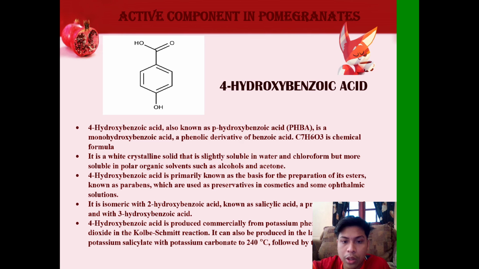4-hydroxybenzoic acid is primarily known as the basis for the preparation of its esters, known as parabens, which are used as preservatives in cosmetics and some ophthalmic solutions. It is isomeric with 2-hydroxybenzoic acid, known as salicylic acid, a precursor to aspirin, and with 3-hydroxybenzoic acid. 4-hydroxybenzoic acid is produced commercially from potassium phenoxide and carbon dioxide in the Kolbe-Schmitt reaction. It can also be produced in the laboratory by heating potassium salicylate with potassium carbonate to 240 degrees Celsius, followed by treating with acid.